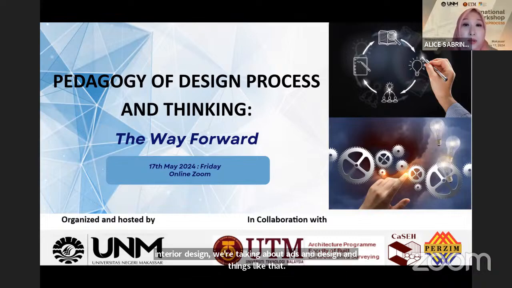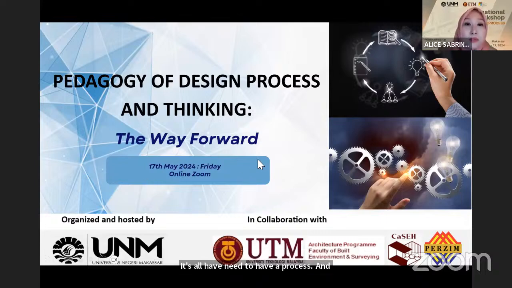It all needs to have a process. And when there is a process, there's always a relation to the word thinking. Meaning thinking in looking into things critically and looking into how you justify your thinking in actually producing some positive outcome, especially for the benefit of the user. So that is only the snippets of my talk today.